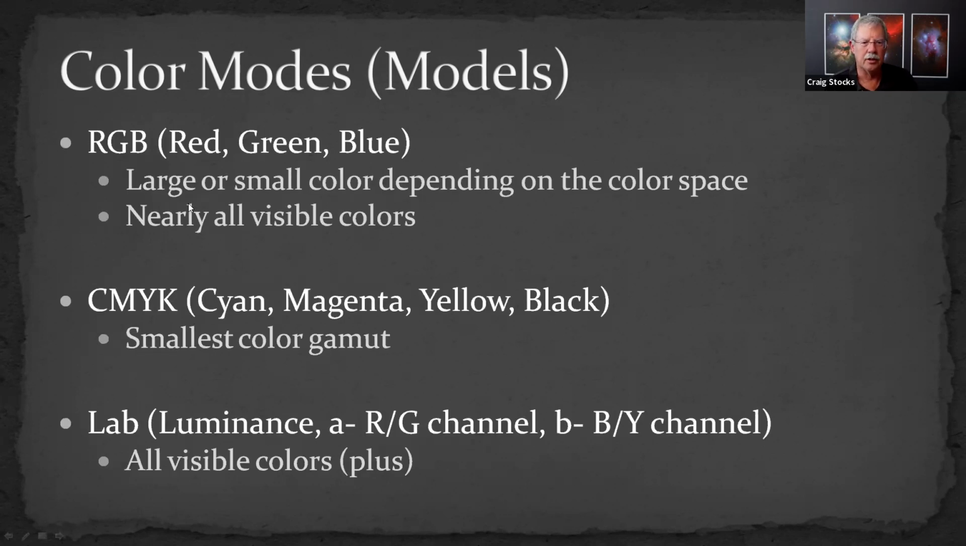So of these, RGB can be large or can be small. It can encompass nearly all the visible colors or a restricted set. CMYK, unfortunately, which is what you need to put color on paper, is the smallest color gamut. It's smaller than sRGB. LAB is generally the largest, and it will encompass all visible colors, sometimes even plus a few more.